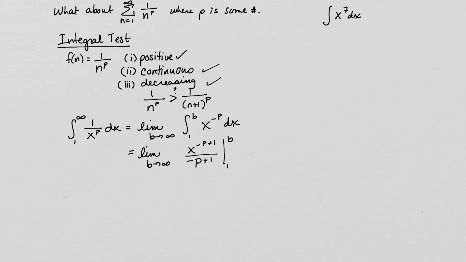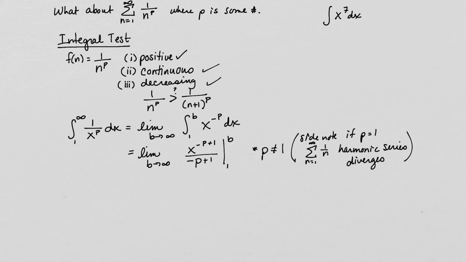Now, first off, since I divided by negative p plus 1, I have to be careful, and I have to say right now, p better not be equal to 1. If p is equal to 1, I'm in trouble, because that denominator is 0. And if p is equal to 1, we're talking about just 1 over n, and we already looked at what happened to 1 over n. Side note, if p equals 1, we have the summation n equals 1 to infinity of 1 over n, which was the harmonic series, and we said that diverges. So we do know what happens if p equals 1, so we don't have to worry about that. We did that earlier.